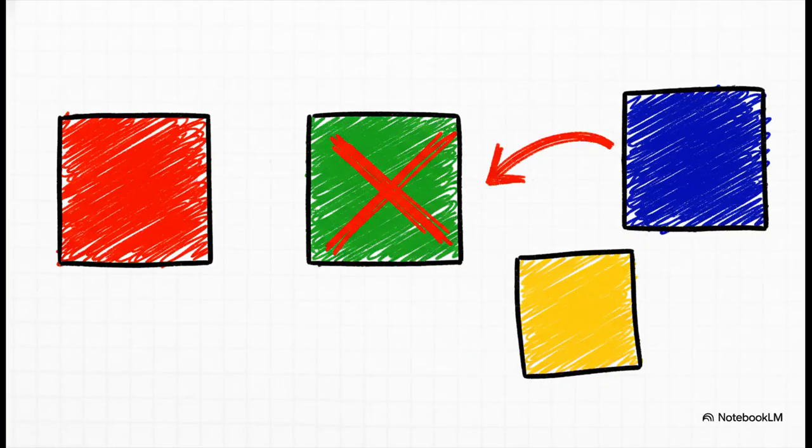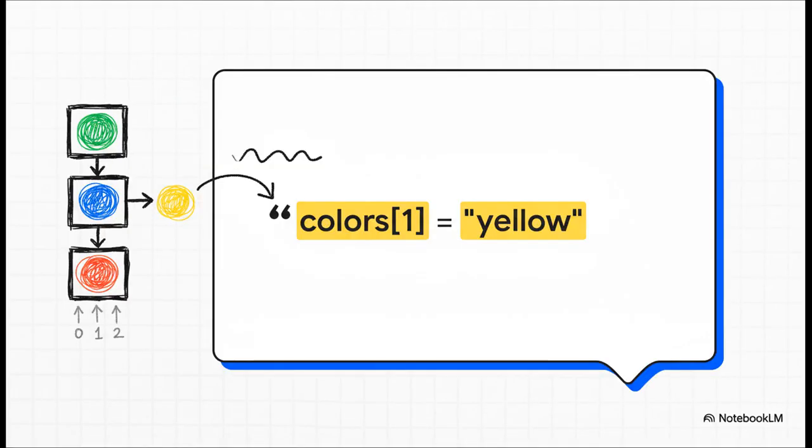Okay, check this out. We've got a simple list of colors: red, green, and blue. But whoops, we messed up. We didn't want green. We meant to put yellow in there. The fix is actually super simple. All we do is target the item by its position, or what we call its index. Now remember, Python starts counting from 0. So red is at index 0, which means green is at index 1. We just grab that spot using square brackets and assign our new value, yellow.